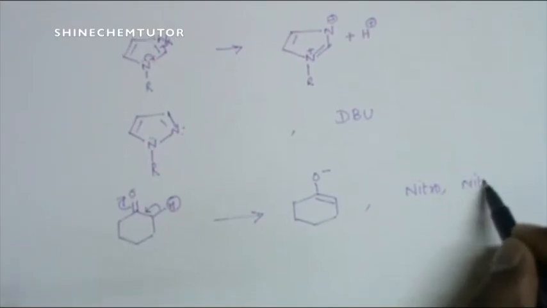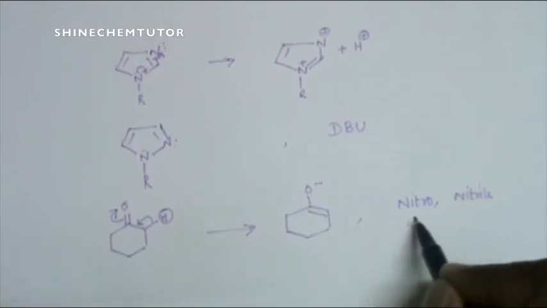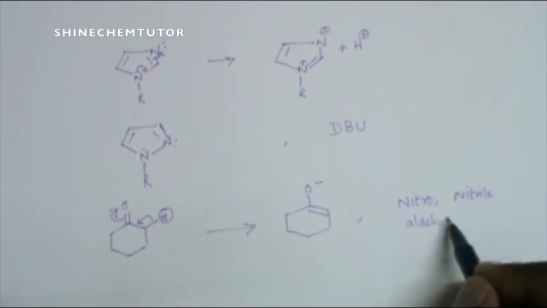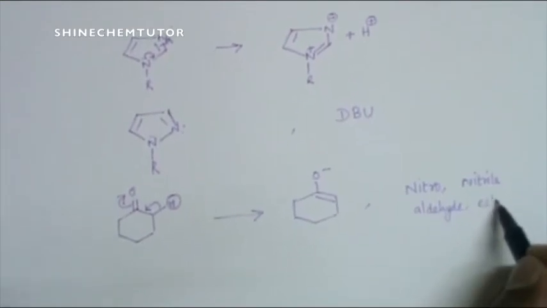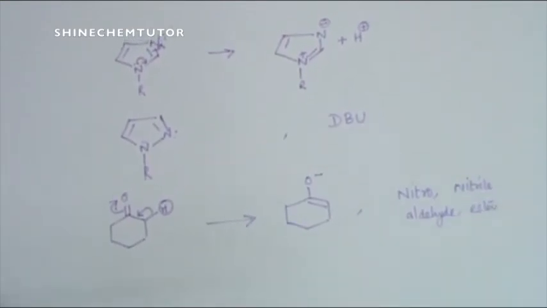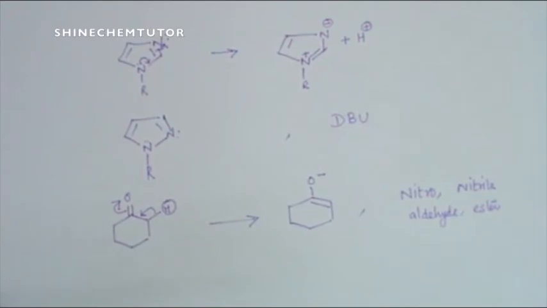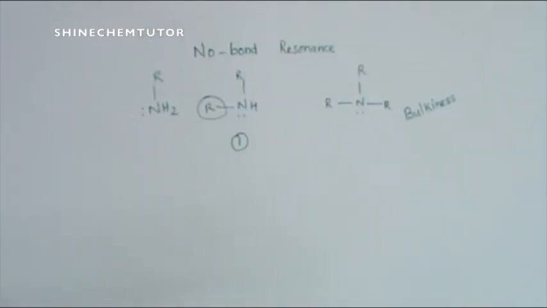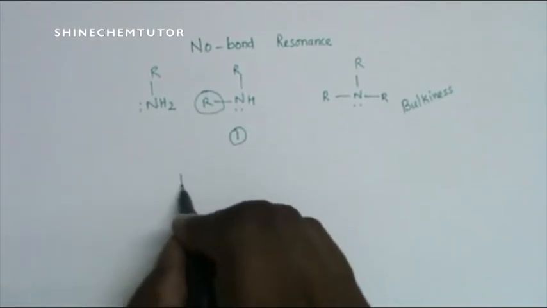nitrile, aldehyde, ester also. The alpha hydrogen will be acidic, that can be taken by base. The resulting carbanion is resonance stabilized. The second concept is hybridization.